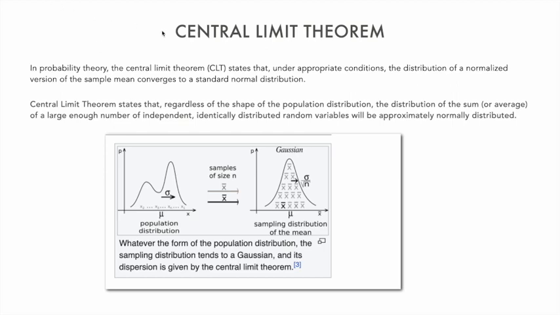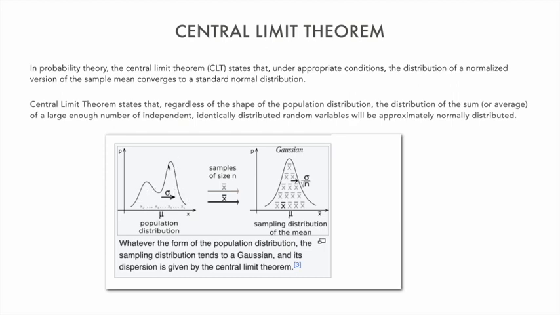So the distribution of a normalized version of the sample mean converges to a standard normal distribution. From the sample we are estimating how the distribution of the normalized version of the sample mean will be. Central limit theorem states that regardless of the shape of the population distribution, and in the figure below, the population distribution is not a bell-shaped curve.